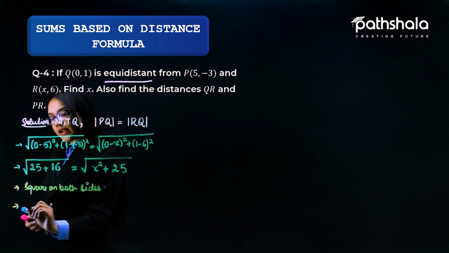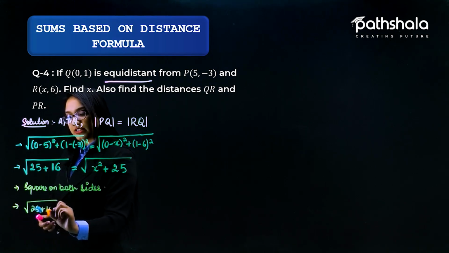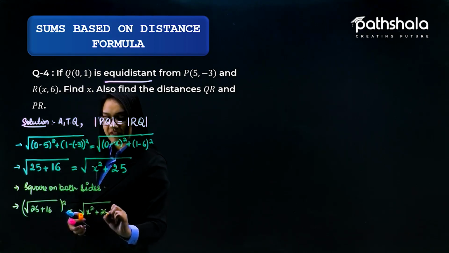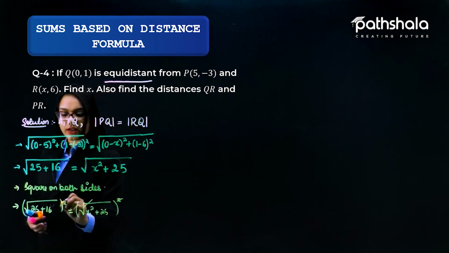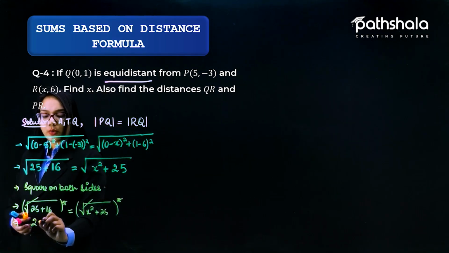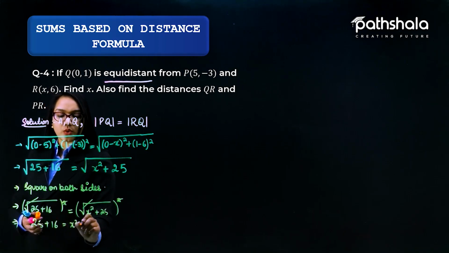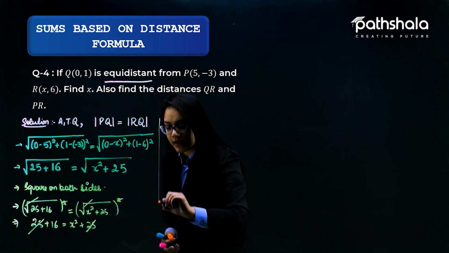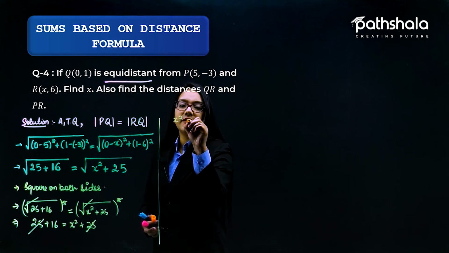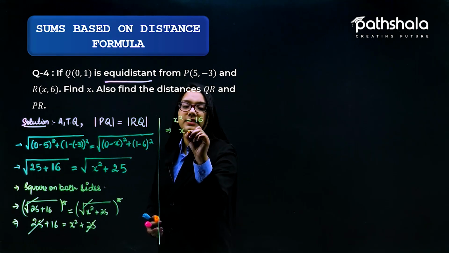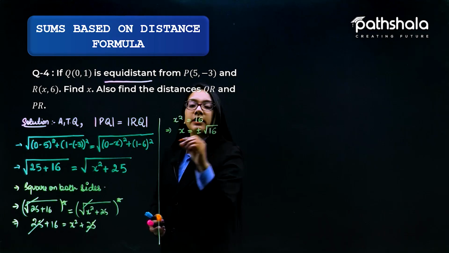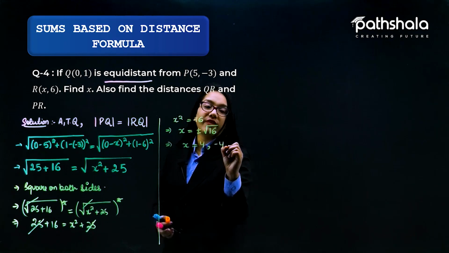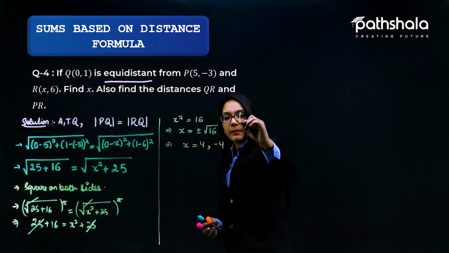If we take the square on both sides, this would be 25 plus 16, which is equal to x square plus 25, and the square roots cancel with each other. The 25 cancels with 25, and at the end we get x square is equal to 16. If x square is equal to 16, it implies x is equal to plus minus root 16, which means the value of x is 4 and minus 4.